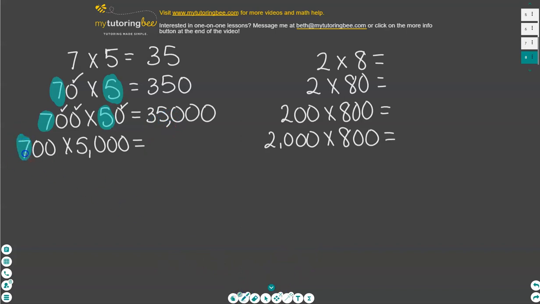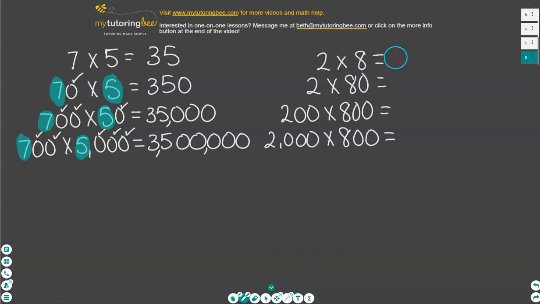Okay, now we've got 700 times 5,000. Let's see what that is. We already know 7 times 5 is 35. And then we've got 1, 2, 3, 4, 5 zeros. And then we're going to put in our commas. 3,500,000. Okay, let's go on over to the 2 times 8 problem.